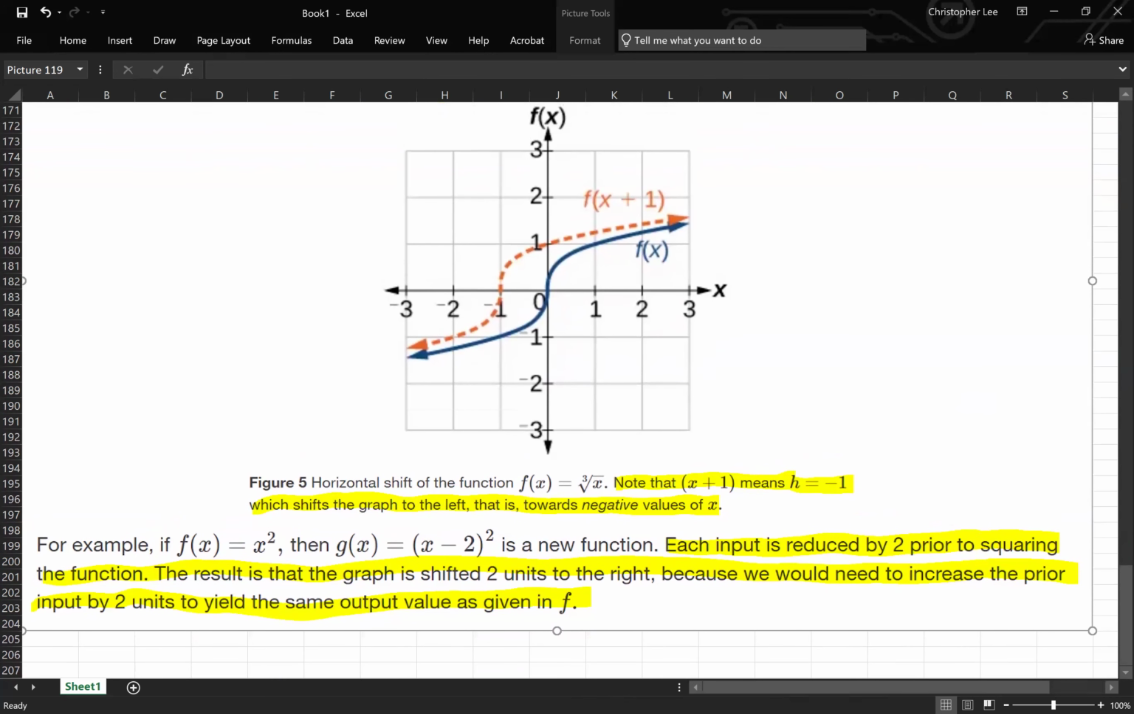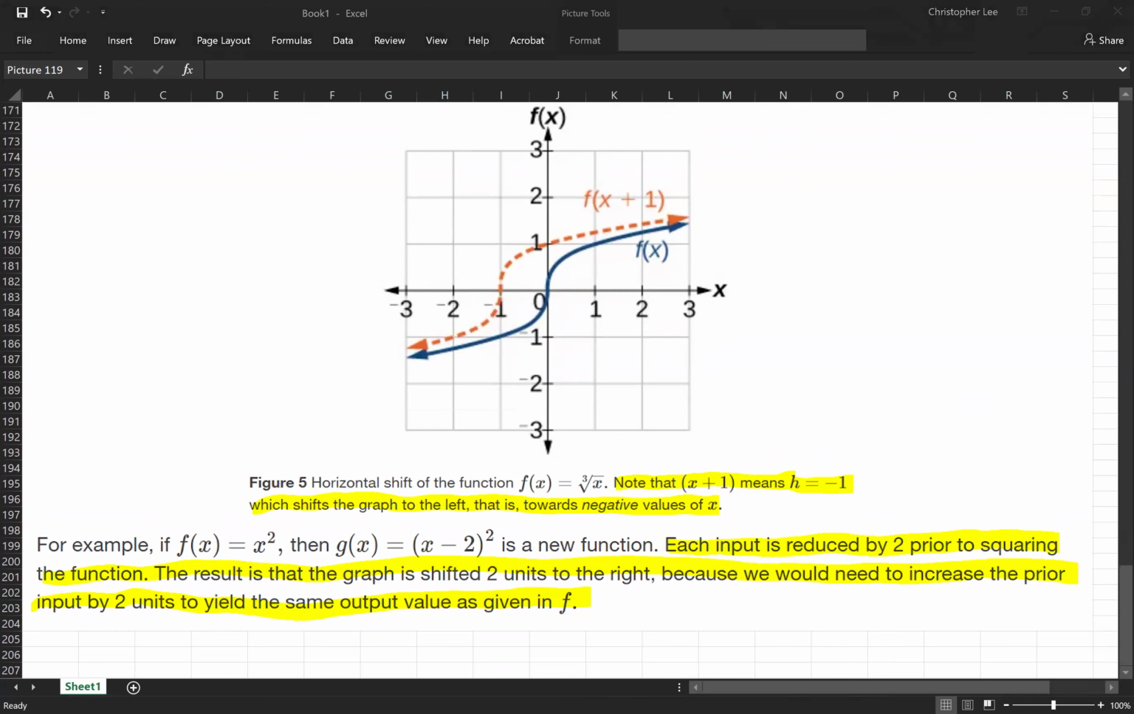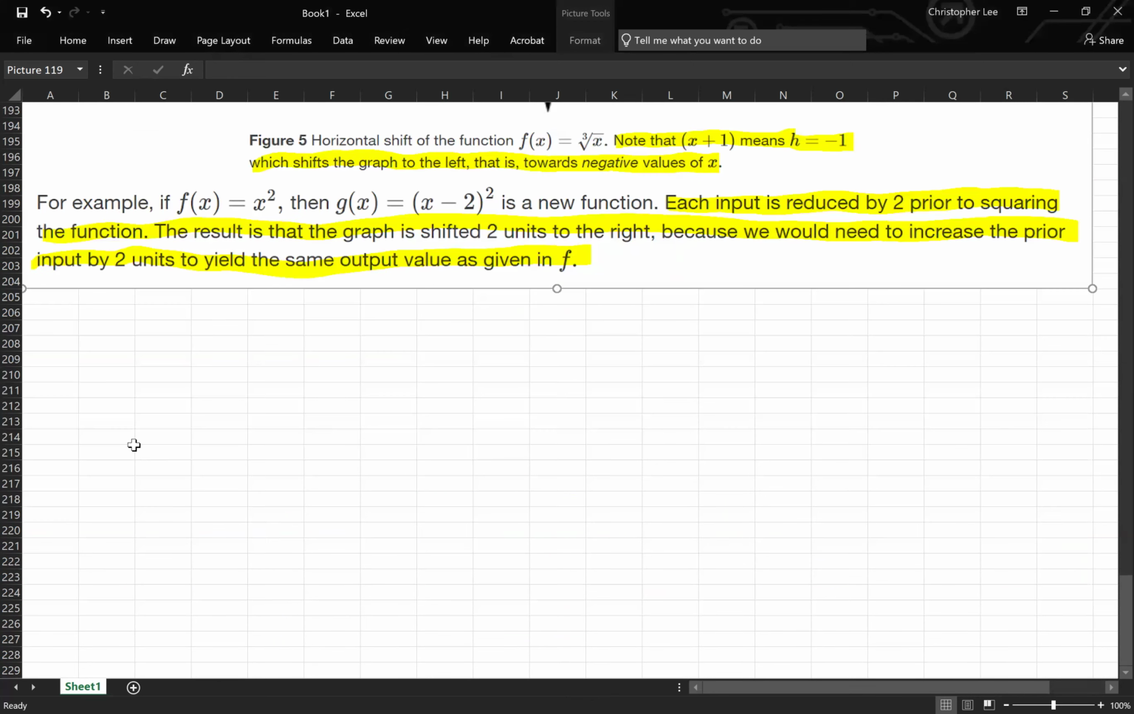So we're going to see some more of this. The horizontal is a little bit more tricky than the vertical because it's on the inside.